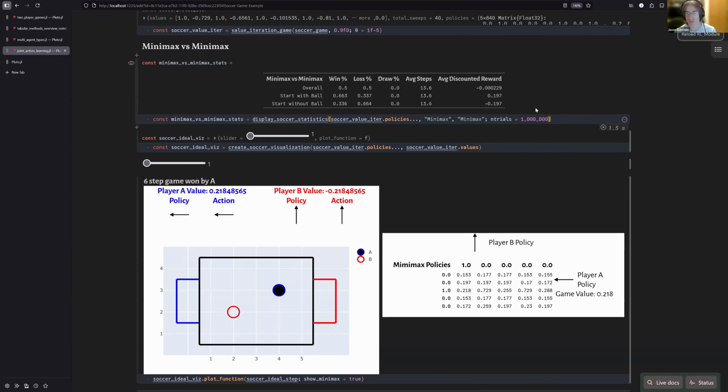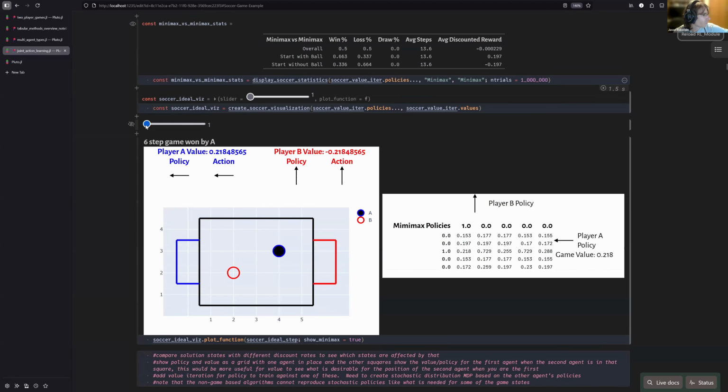The minimax solution in this game happened to be one where we can segment it by whether the player starts with the ball, which can occur randomly. The player that starts with the ball has a 2/3 chance of winning and a 1/3 chance of losing. And if they start without the ball, it's reversed. And the episodes on average take 13.6 steps.